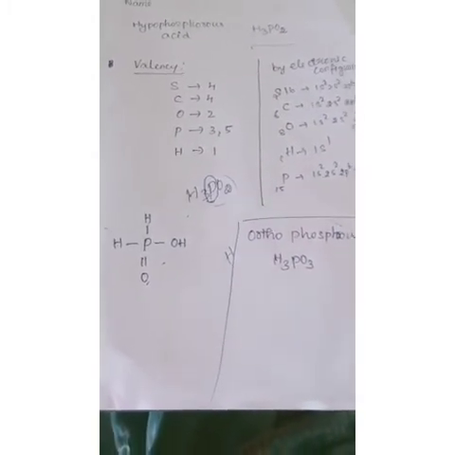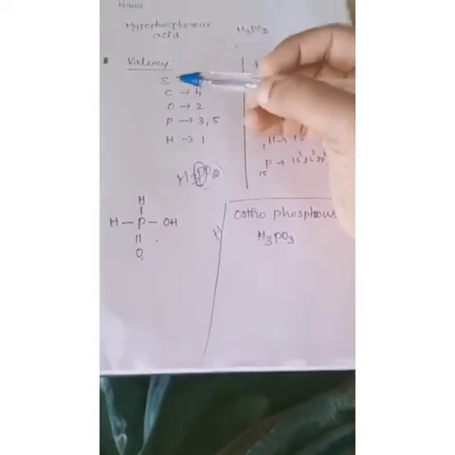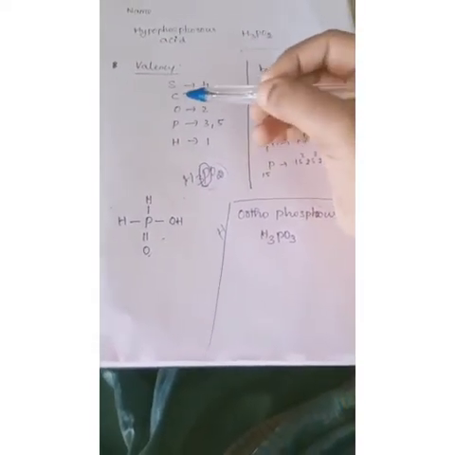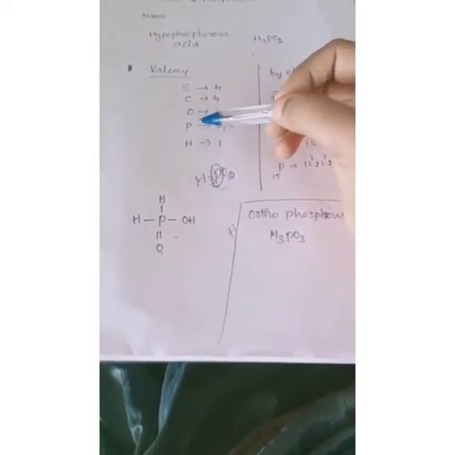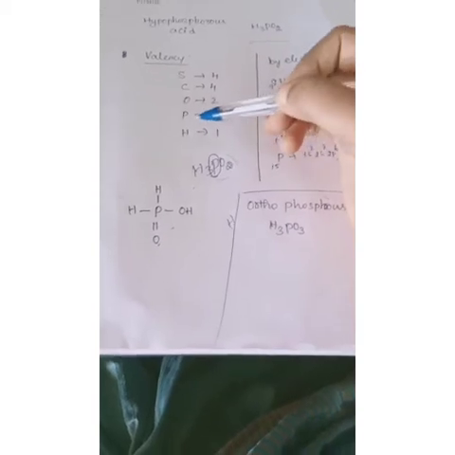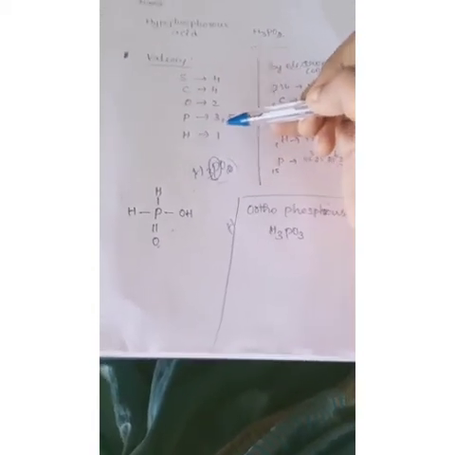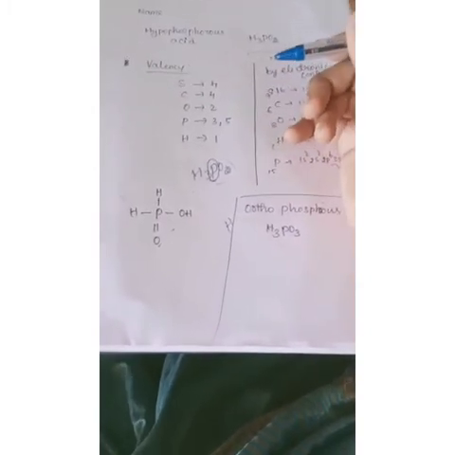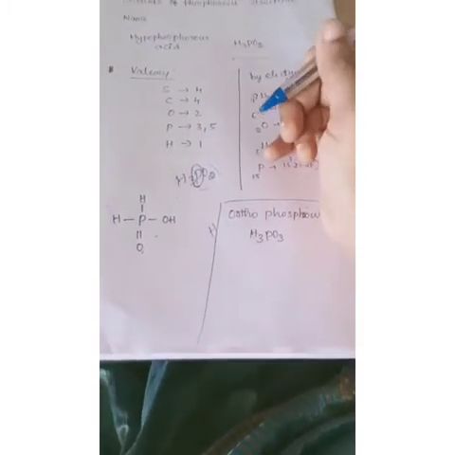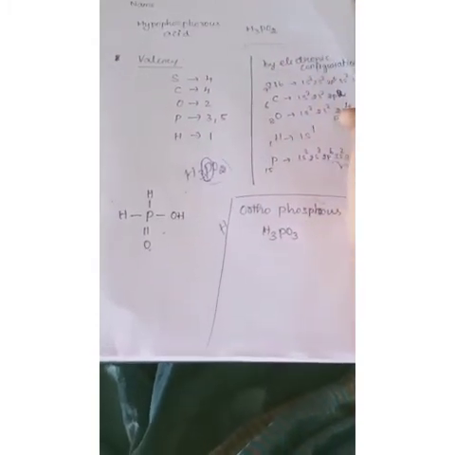Now, before we write the structure of any compound, we should know the valency of its elements. First, we write the valency. Sulfur gives 4, carbon also has valency 4, oxygen valency is 2, phosphorus has a valency of 3 or 5, hydrogen has a valency of 1. What is valency? Valency means the ability to bond with other elements. How can we write the valency? We write the electronic configuration.